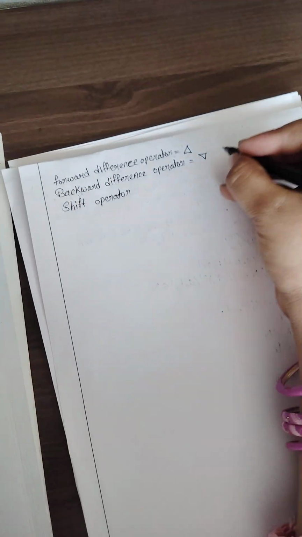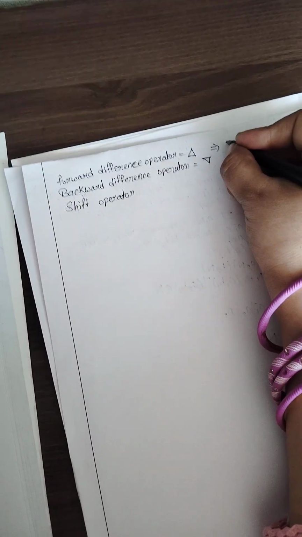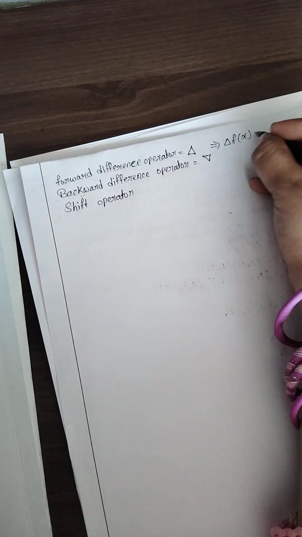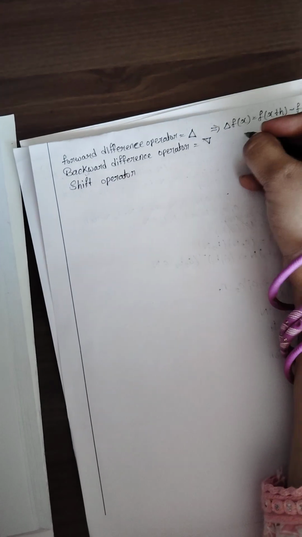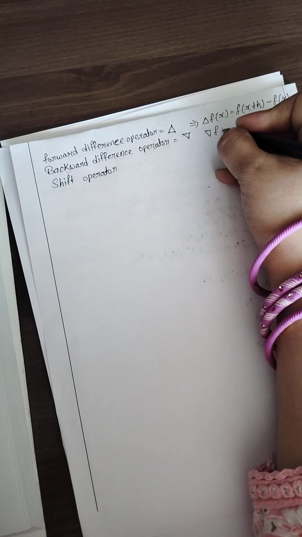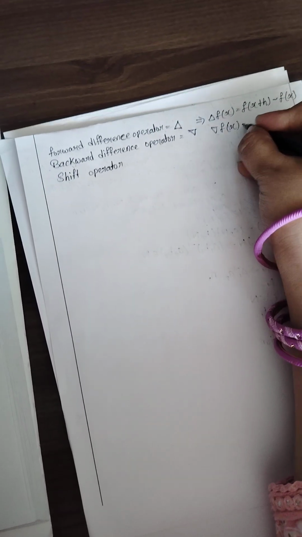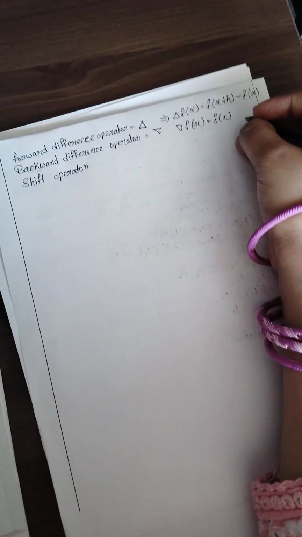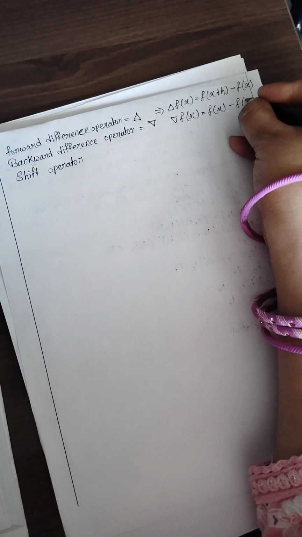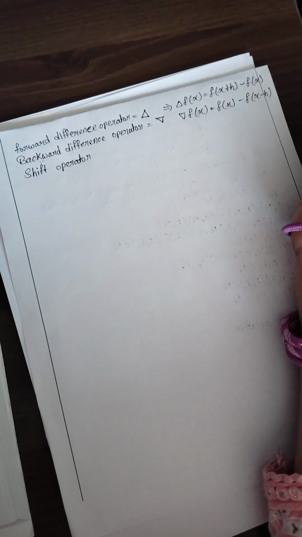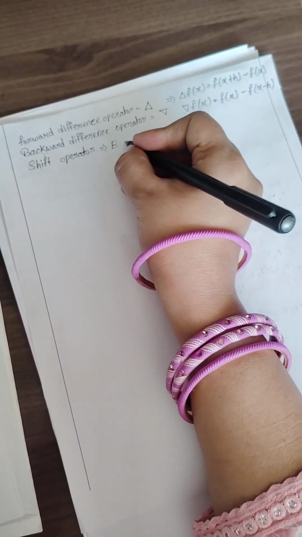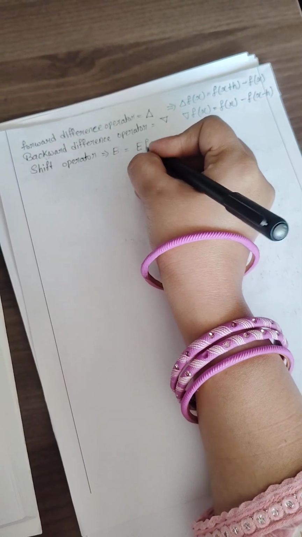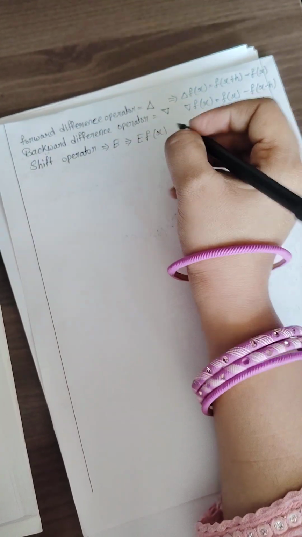What is the shift operator? Here in the forward, delta of f of x gives you f of x plus h, that is next value, minus current value, and the backward difference operator gives you the current value minus previous value, that is f of x minus h. Now the shift operator is denoted by the letter E. So E of f of x is what?